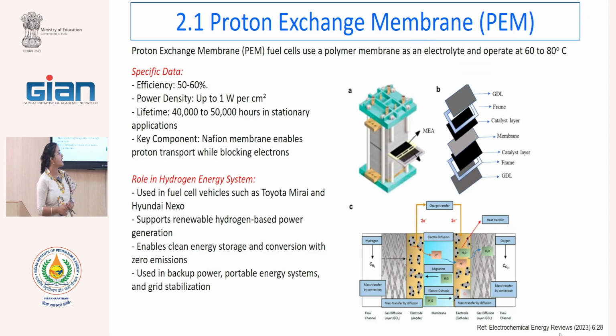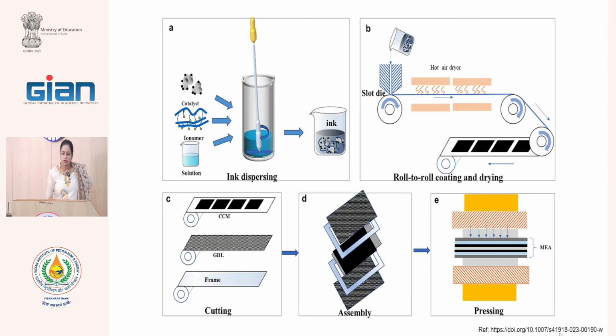In this type of membrane, we have power density around 1 watt per centimeter square. Their lifetime in a stationary application is around 40,000 to 50,000 hours. The key component of this MEA or the membrane is a Nafion membrane. So Nafion or PTFE membranes are the most popular, most commercial membranes in this kind of sector. They enable good energy storage, as we have already discussed, and are mainly useful for energy storage applications.